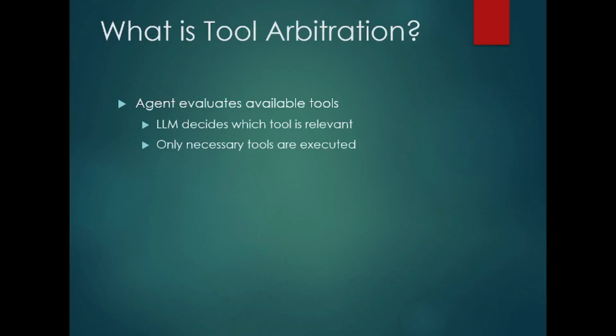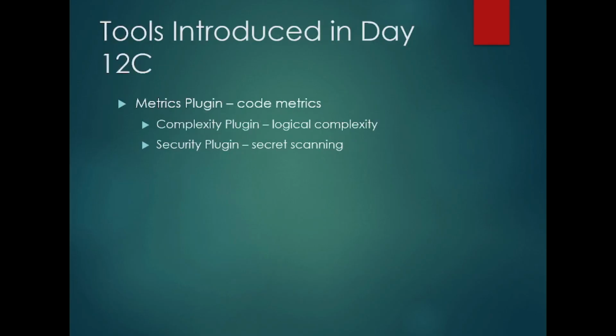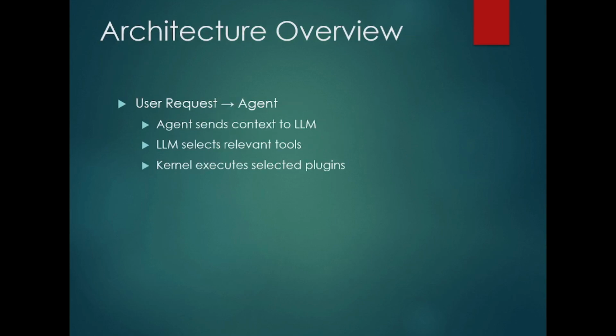So tool arbitration means the agent evaluates the available tools, the LLM decides which to be executed, and then that tool will be executed. So 12C is nothing but the metrics plugin. We already introduced the metrics plugin in day 12 and 12B, but now we additionally introduce a security plugin and a complexity plugin: code metrics, logical complexity, and security planning. As I said, it is multi-tool, so more than one tool, and the LLM will decide which one to choose based on the requirement. It should not be that all three are always called; yes, all three might be called, or out of the three, any one or two will be called. That is the tool arbitration.